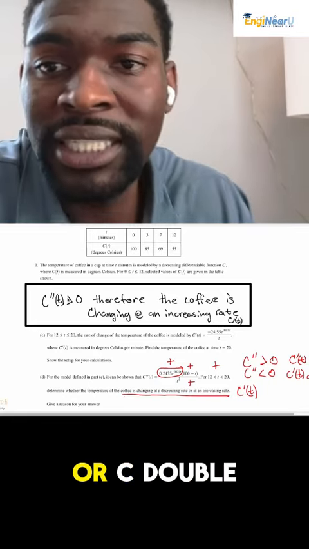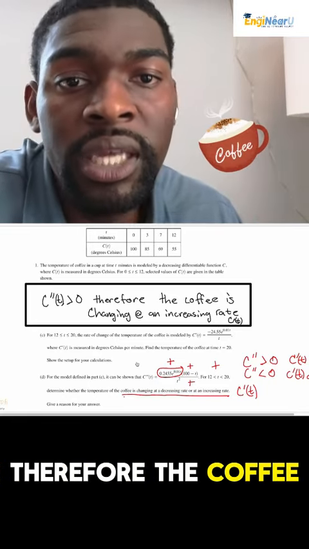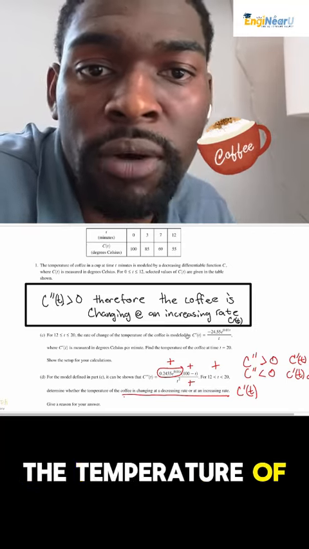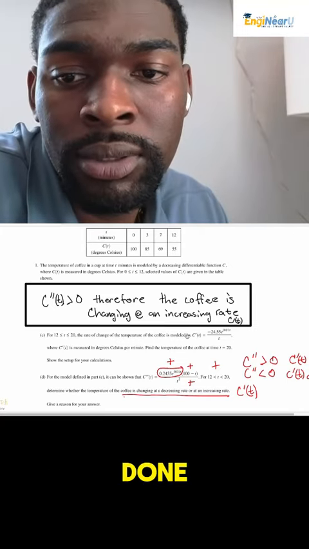Because F prime, or C double prime, is positive, therefore the coffee is changing at an increasing rate. The temperature of the coffee is changing at an increasing rate, and we're done. That'll give us full credit.